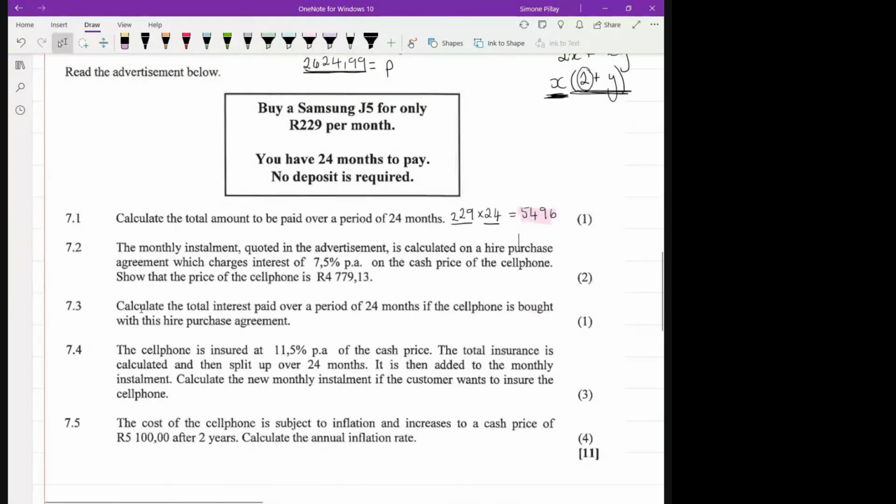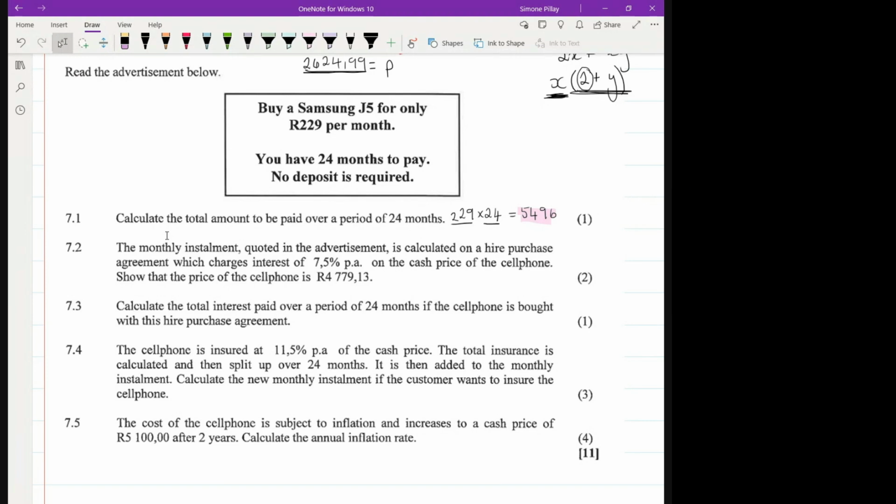Okay. When we look at 7.2, it says the monthly installment quoted in the advert is calculated on a hire purchase agreement. Somebody tell me, when I hear hire purchase agreement, am I thinking compound interest or am I thinking simple interest? Simple interest, 100%. So I know immediately when I see hire purchase, I'm thinking simple interest.